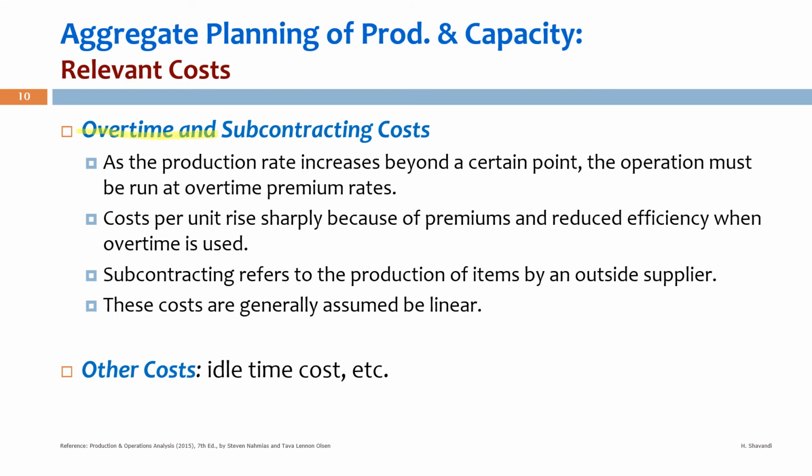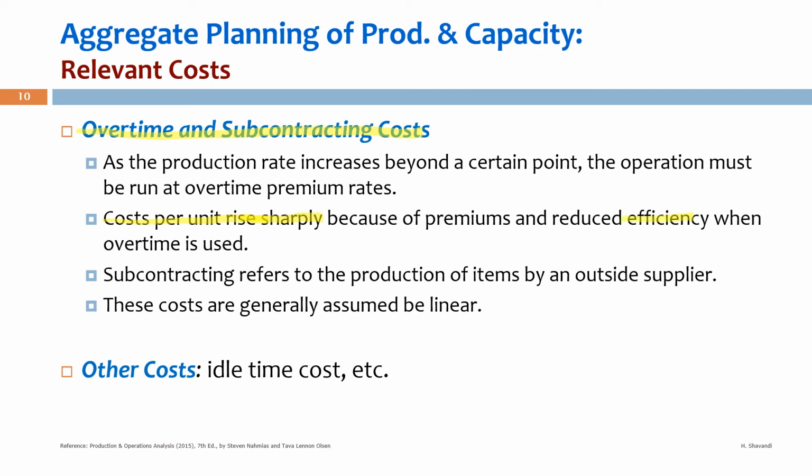Overtime and subcontracting costs. If you have bottlenecks and we're not able to produce the required items in regular time, then we may consider overtime working, or maybe subcontracting type of production. When we use overtime working, the cost per unit rises sharply. Usually the cost in overtime is higher than regular time, and also the efficiency is lower.